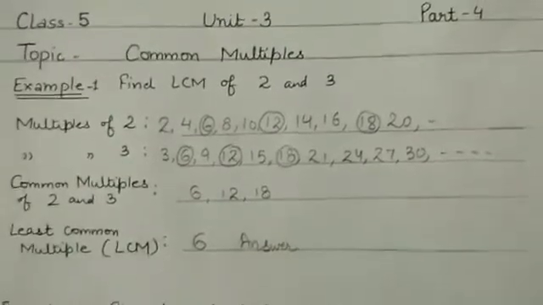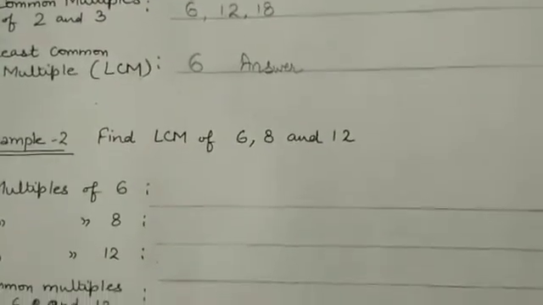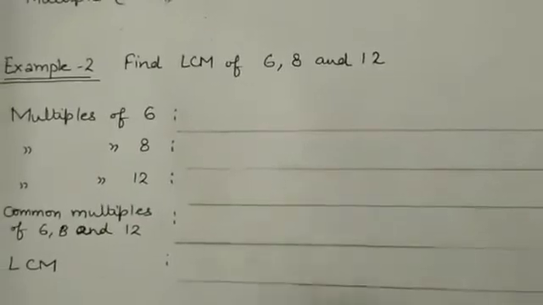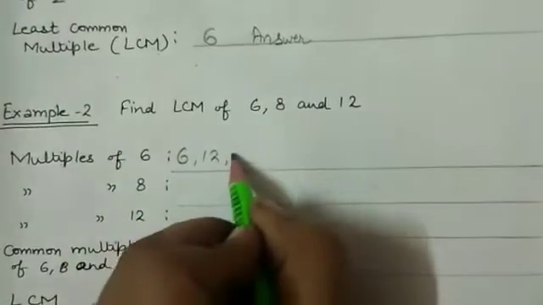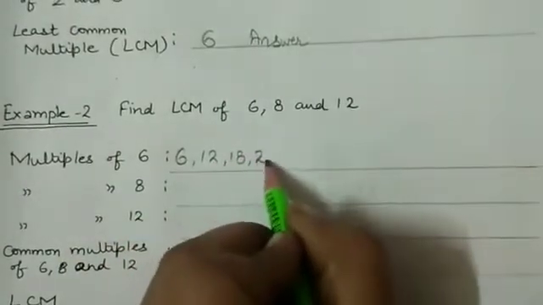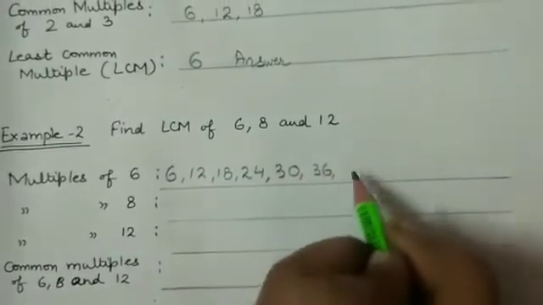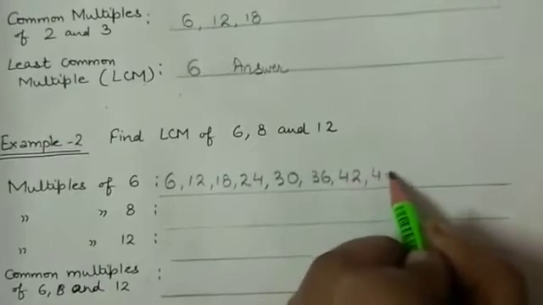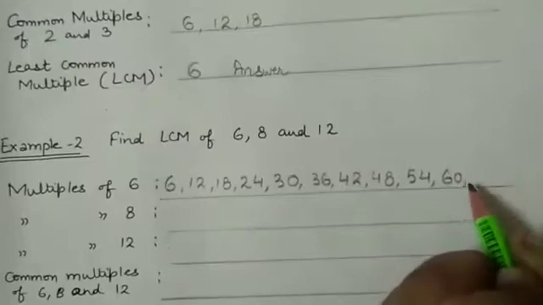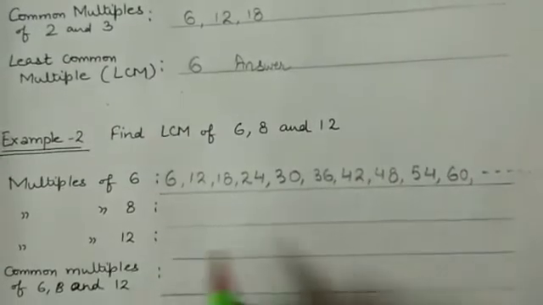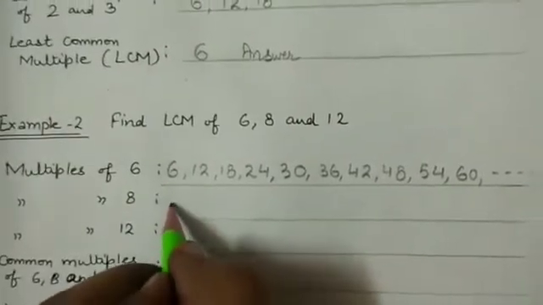Let us try one more example. Find the LCM of 6, 8 and 12. Let us write multiples of 6: 6, 12, 18, 24, 30, 36, 42, 48, 54, 60 and so on. What I am doing? I am reciting the tables of these numbers.